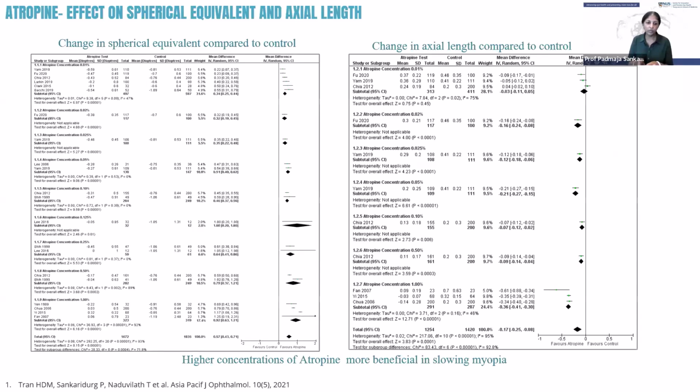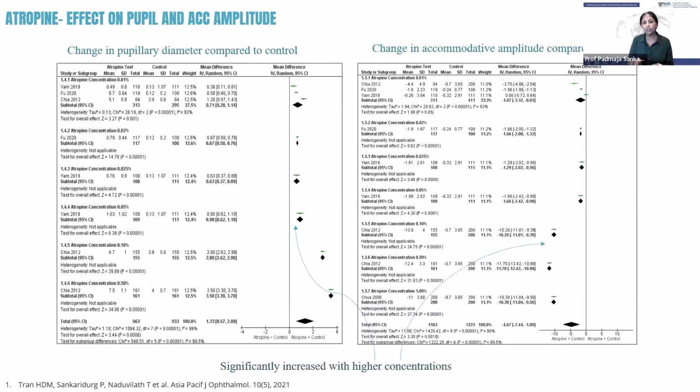So looking at atropine, again, all of us are familiar with what atropine does with respect to managing myopia. We know that the higher concentrations of atropine are more beneficial in slowing myopia. However, higher concentrations of atropine come with side effects in terms of reduced amplitude of accommodation as well as an increased pupillary diameter, which leads to subjective symptoms of blurred vision, as well as photophobia and glare.